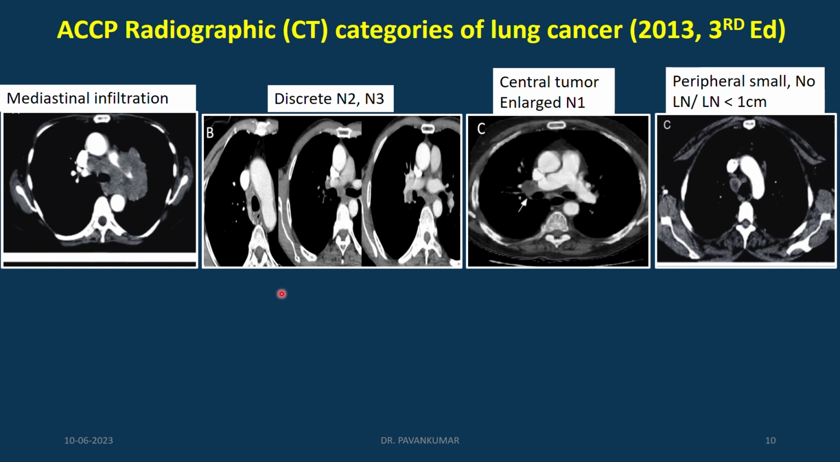The second category is the discrete N2. The nodes are different from the mass. They are definitely separate from the mass, but they are everywhere. Then a centrally located tumor, and if you have a right hilar node, as shown in this figure, you have only a right hilar node, no other node. And then a peripherally located tumor with few mediastinal nodes.